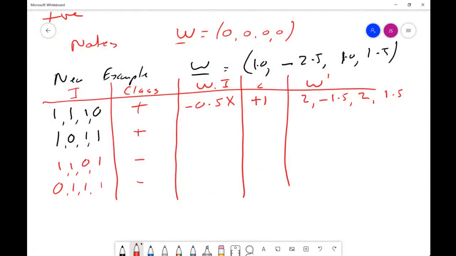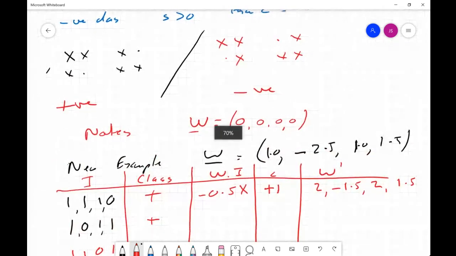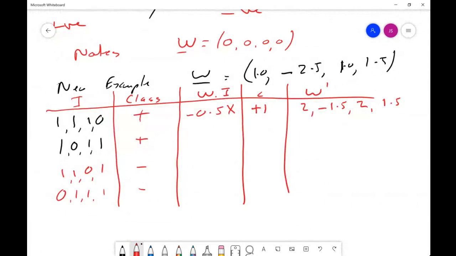Okay, let's go over that again. Input vector. It is a positive class pattern. We've defined it to be positive, right? We calculate the scalar product of W dot I, which is W1 I1 plus W2 I2 plus W3 I3 plus W4 I4. Go through that calculation. It is going to be 1 times 1 is 1. Let's write it down there. Plus 1 times minus 2.5. So it's going to be minus 2.5. Next one is going to be 1. And the last one is going to be 0.